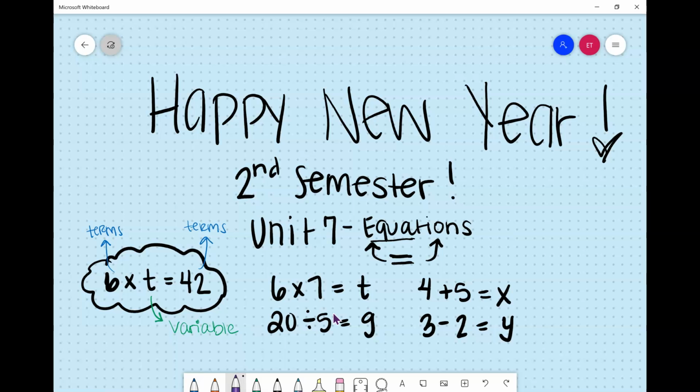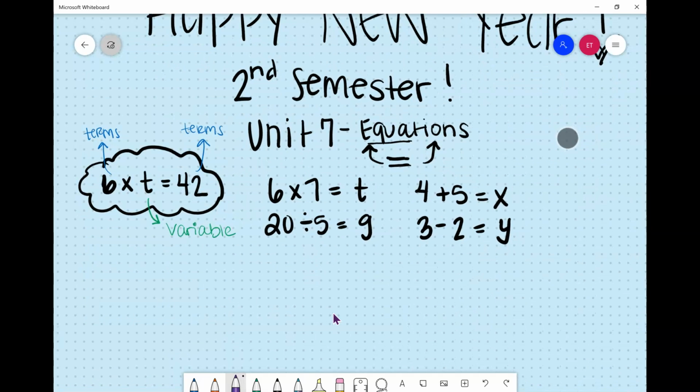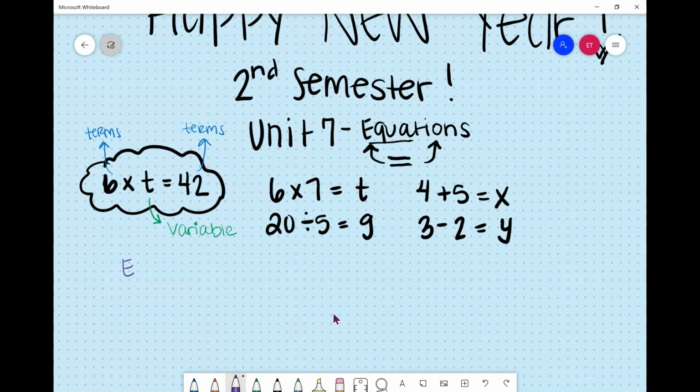Now, another thing that we are going to be talking about is expressions. Expressions are written in just groups of terms. They do not have an equal sign. So 6 times 7, that's an expression. 42, that's an expression. 3 minus x, that's an expression. X, that's an expression and a variable. Okay?